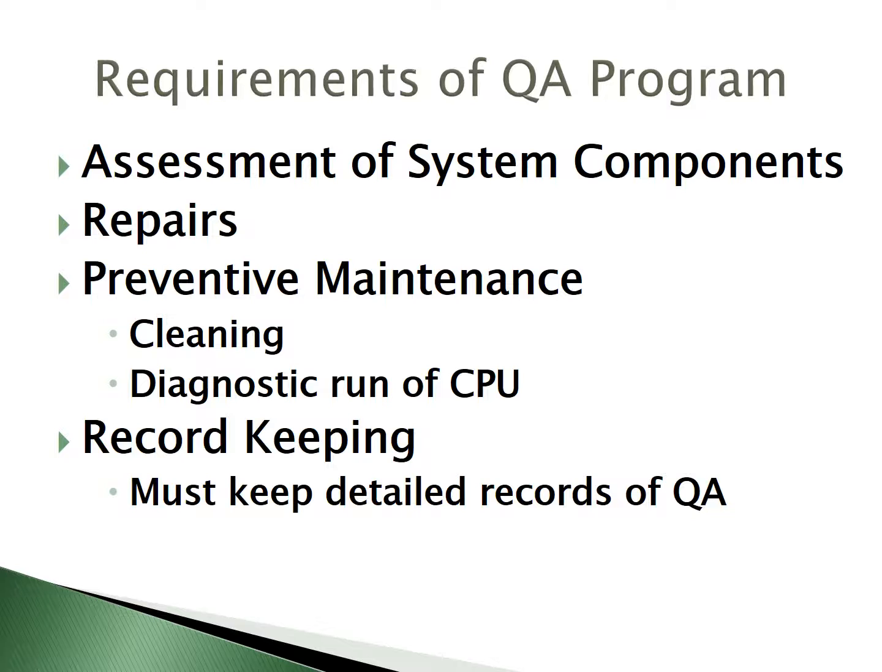And the last requirement of a quality assurance program is that we keep records of it all. We want detailed records: the date it was performed, who did it, and what the findings of it were. So assessment of system components, repairs, preventative maintenance, and record keeping are the 4 requirements of a quality assurance program. You're going to want to know those.